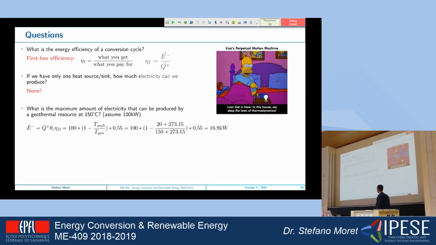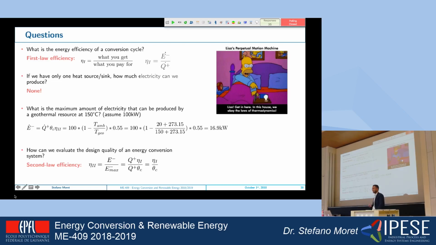The third one, what is the maximum amount of electricity that can be produced by a geothermal resource at 100 degrees C? So this one, again, we use the second law, we use the Carnot factor, and here I also added an exergy efficiency. Before, I asked you to calculate the maximum theoretical amount, which was 30 something kilowatt. The real amount, if we account also for an exergy efficiency of the process, will be around 17. And then, if you want to evaluate how well you design your energy conversion system, you use the second law efficiency, which tells you the ratio between the real efficiency and the theoretical one.